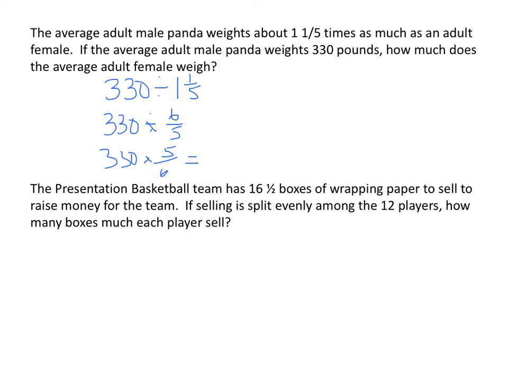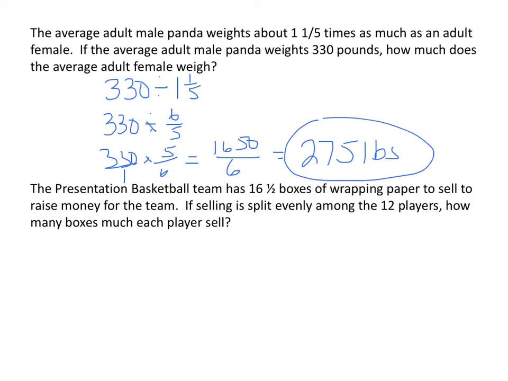So if we do this, we have 330 times 5 is 1,650, and then 6 times 1 is 6, so now I'm going to do 1,650 divided by 6, and I get 275 pounds. So now you go ahead and pause the video and try the next one on your own.